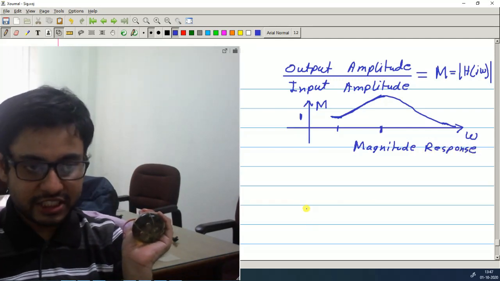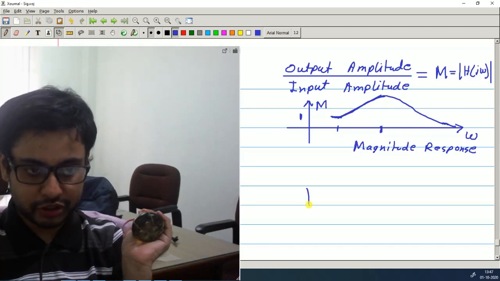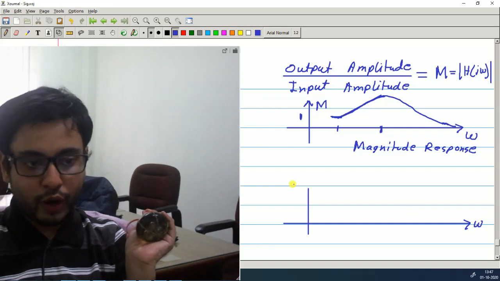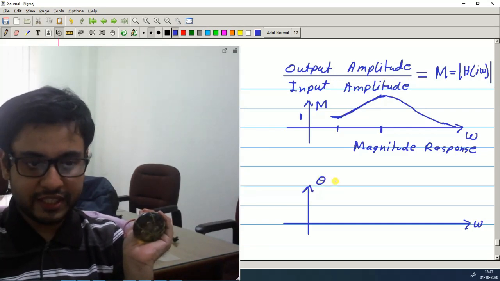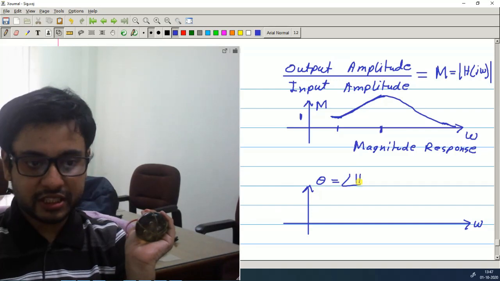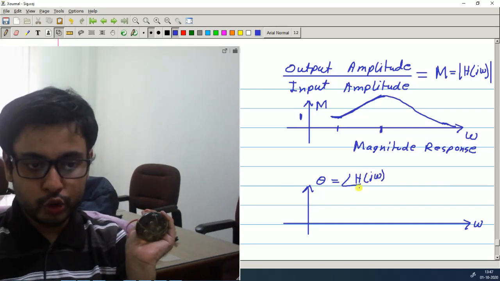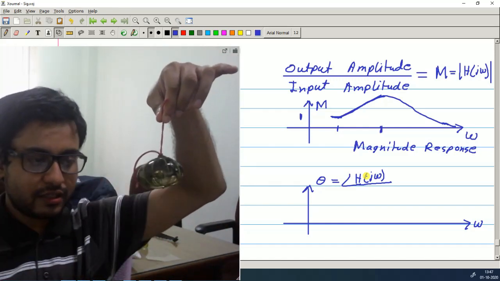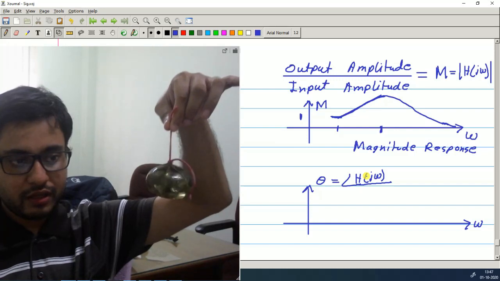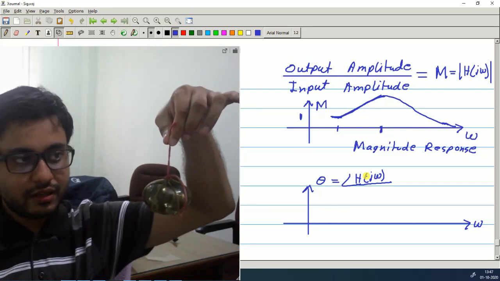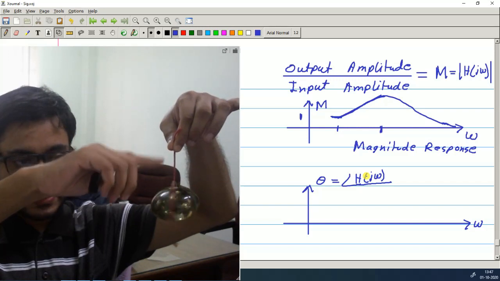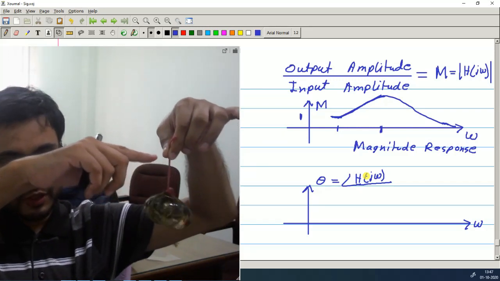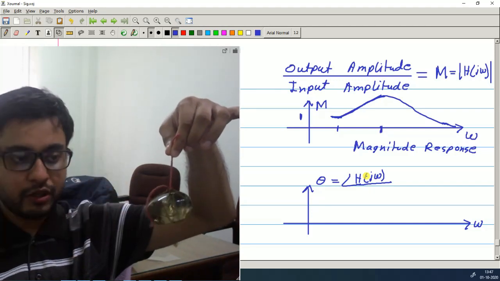Now let us try to find out the phase response. Now what is phase? Theta. What is theta? Angle of H(j omega). How do we measure this? For that, you have to observe more keenly whether there is any lag or advancement between the movement of my finger and this blob.